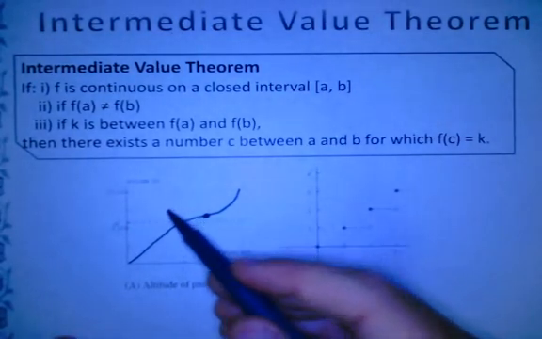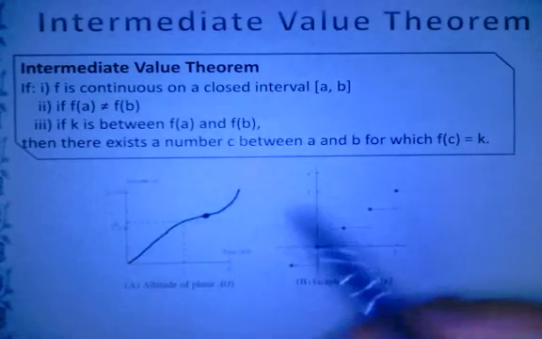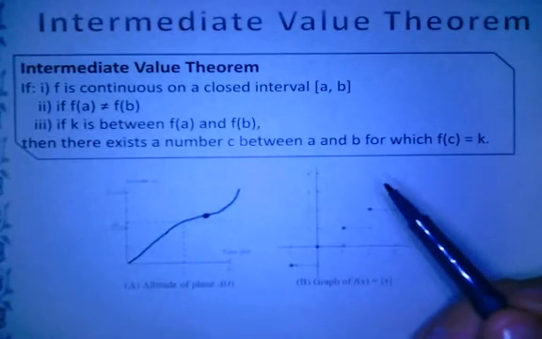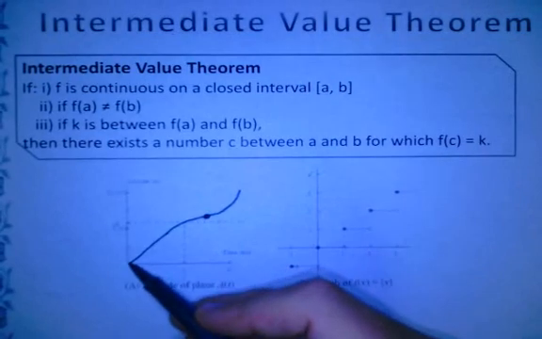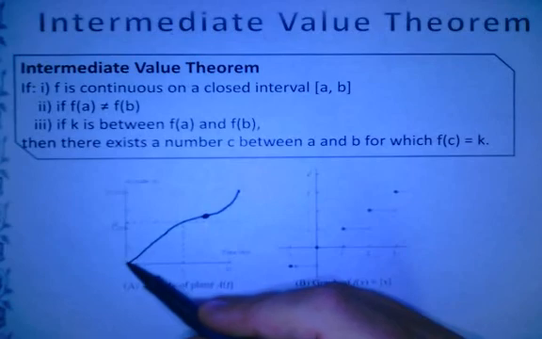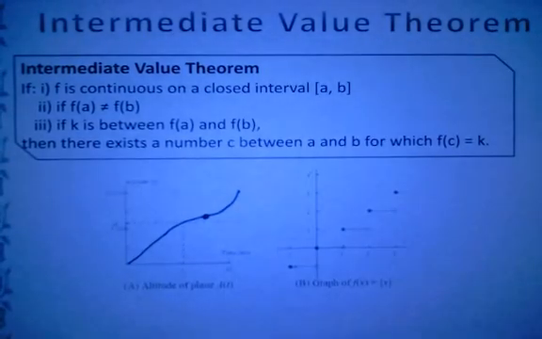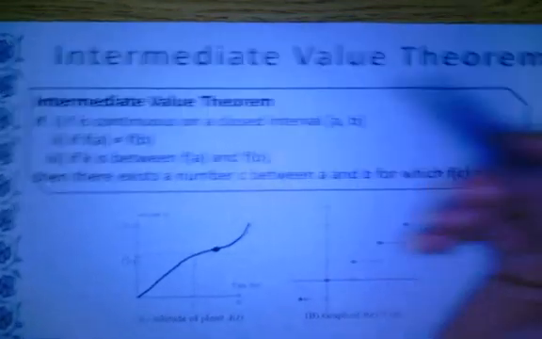Okay, so that's all the IVT says, is that if you have something that's continuous, like the altitude of a plane is a continuous function, between the two endpoints, it must have touched every single value, 1, 2, 3, 4, 5, all the way through, all the way up to 10,000. Okay? So, intermediate value theorem.